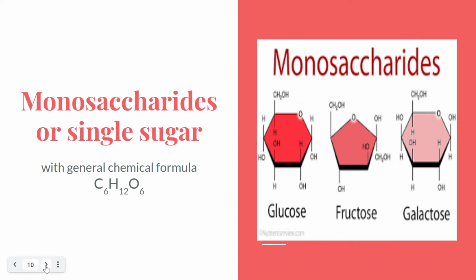Monosaccharide is nothing but single sugars. Single sugars can be divided into three types: glucose, fructose, and galactose. Now, this is a chemical formula which you should remember. You should learn this formula by heart. Very important formula. C6H12O6. As easy as it is.